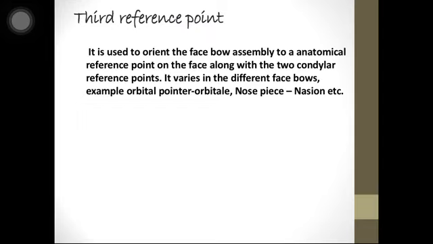Third reference point is basically used to orient the face bow assembly to an anatomical reference point on the face, along with the two condylar reference points. It varies in the different face bows. For example, orbital pointer, orbitale, or nasion.